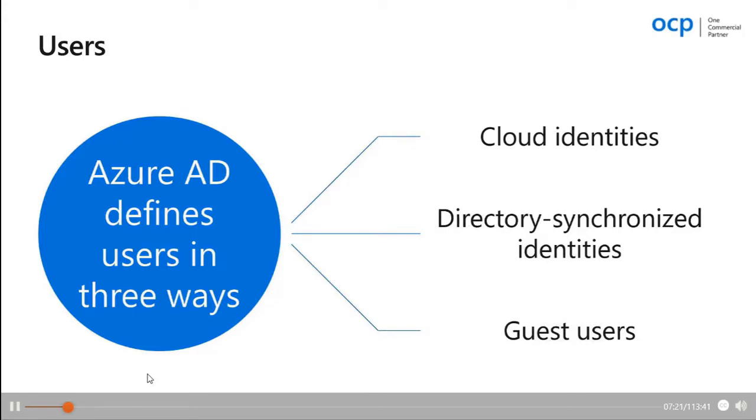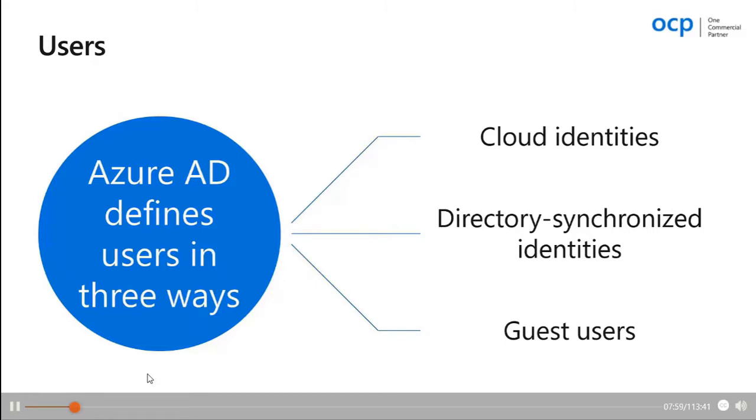What kind of users do we have? We have three big categories of users: cloud identities, directory synchronized identities, and guest users. Cloud identities are the users that exist only in Azure AD, like an administrator account and users that we have created in Azure AD. I can also have directory synchronized identities. Those users exist in Azure Active Directory, but also in the on-premises Active Directory, and they get synchronized via Azure AD Connect.